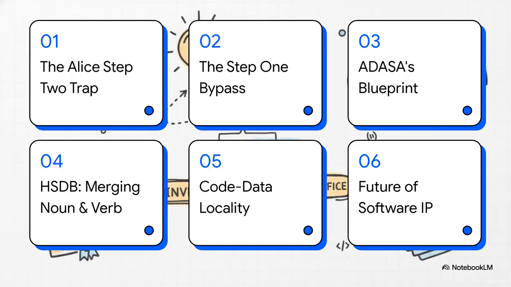Frustrating, right? To tackle this, here is our agenda for today's explainer. First, the Alice Step 2 trap. Second, the Step 1 bypass. Third, Addis's hardware blueprint. Fourth, HSDB, merging noun and verb. Fifth, code-data locality in action. And finally, the future of software IP.